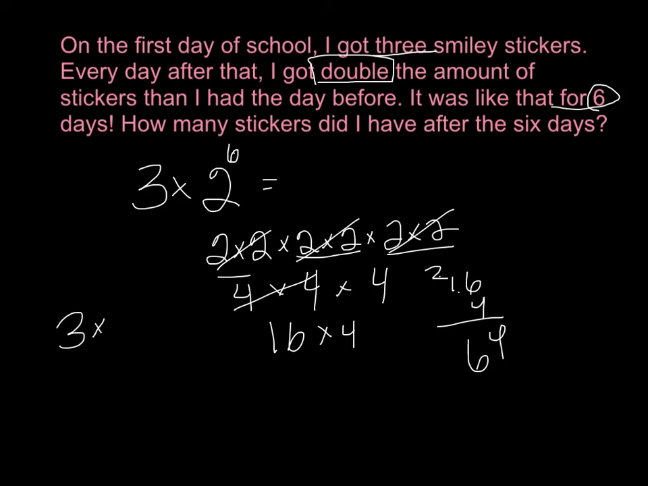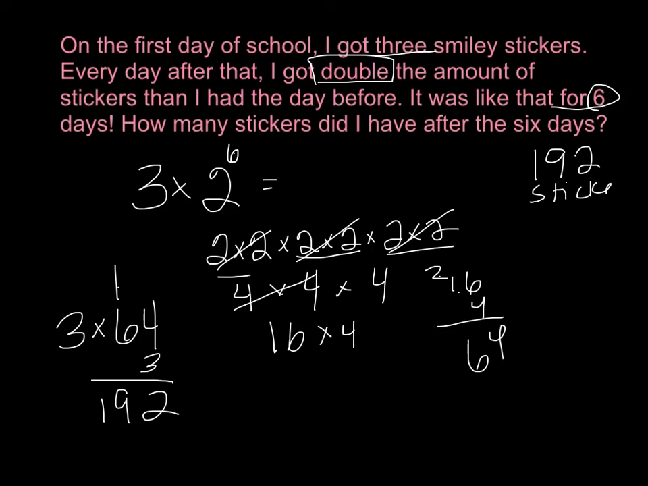So I've got 3 times 64 that I still need to do. It's a lot of stickers so far. So we're going to multiply that by 3. 4 times 3 is 12. 6 times 3 is 18, plus 1 is 19. So I would have 192 stickers is the answer you should have gotten.